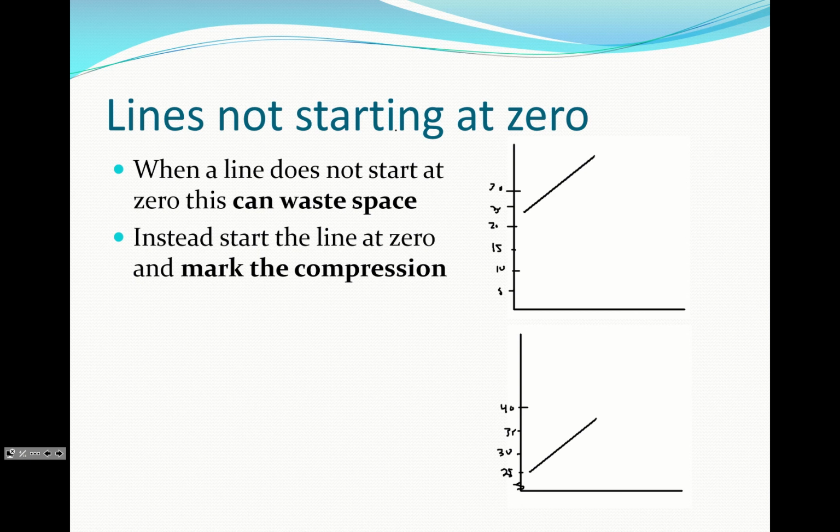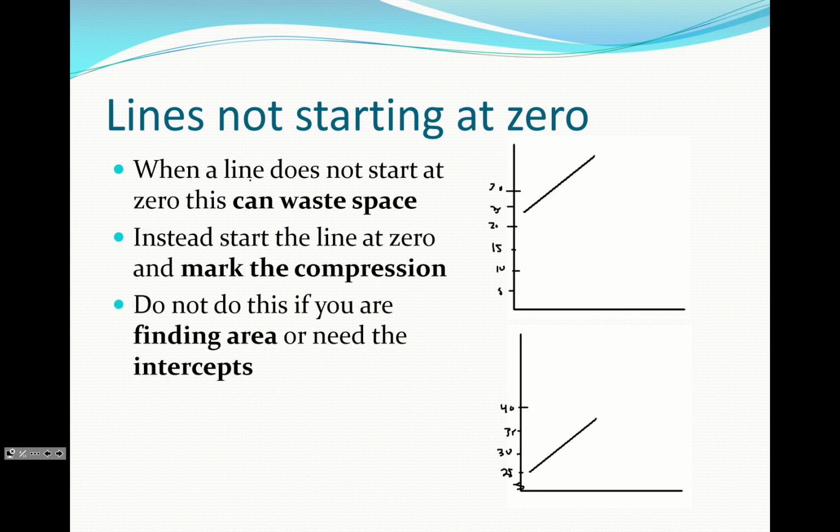So sometimes we can't do that if we're trying to find area. So sometimes with graphs, what we'll find is we want to find the area under this graph and this area right here. You can't do that with the compression line. And also, if we're trying to find intercepts where it intercepts a y, we don't want to do that either. You can do it if you're finding slope, but you have to be careful.